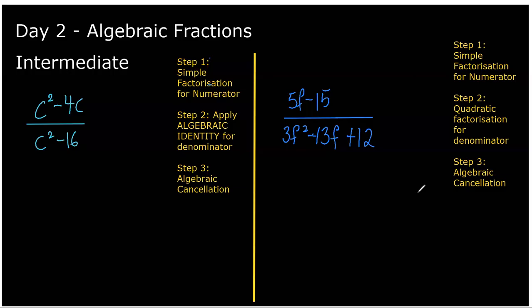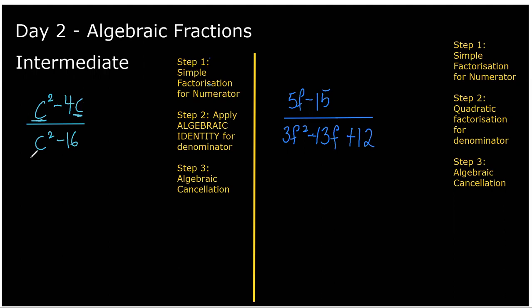Okay, let's continue on with the two intermediate algebra questions. So let's look at the left-hand side, c squared minus 4c over c squared minus 16. What we're going to do is observe. For the numerator, it's basically simple factorization, because I can see that there is a common factor over here.